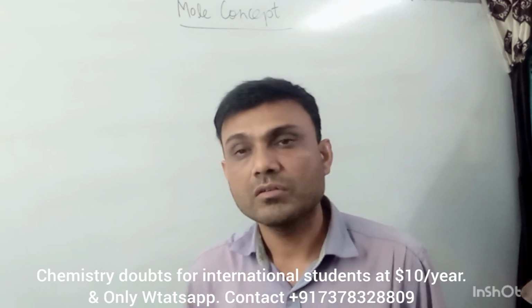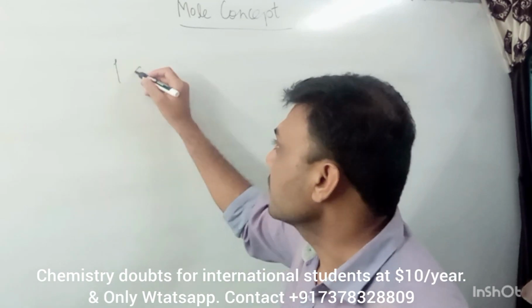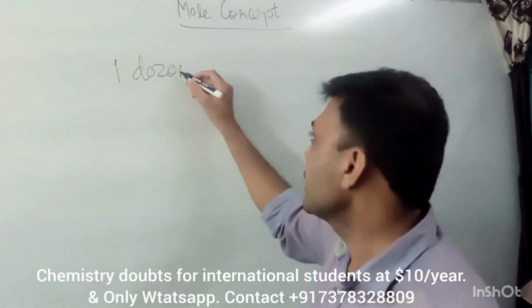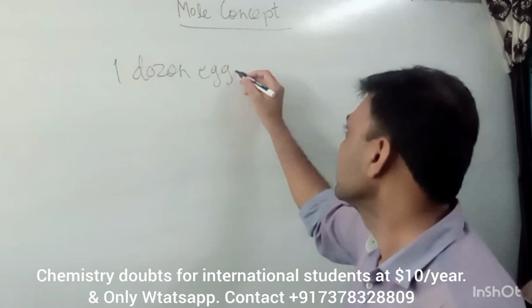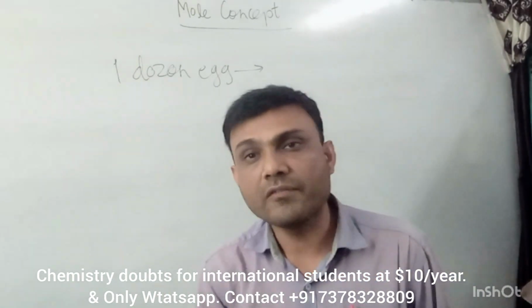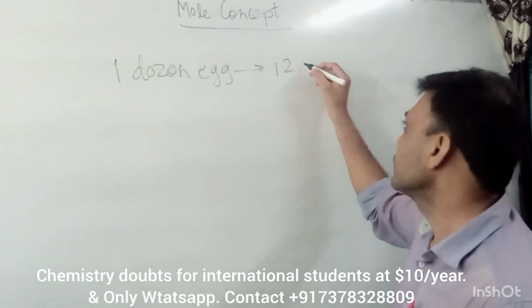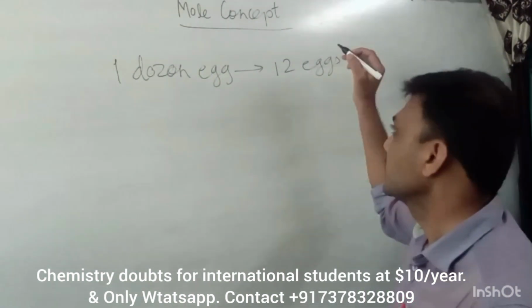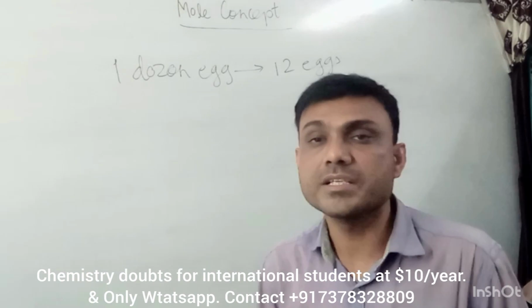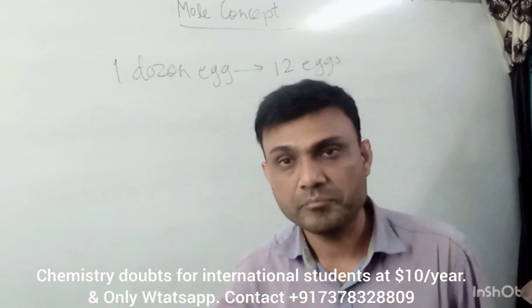For example, if you go to the market and purchase 1 dozen eggs. Now what is the quantity of 1 dozen eggs? What do you mean by 1 dozen eggs? 1 dozen eggs means 12 eggs. Okay. What is dozen? Dozen is nothing but a quantity of a substance.